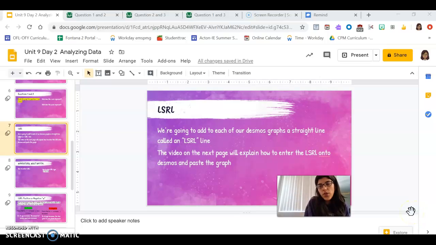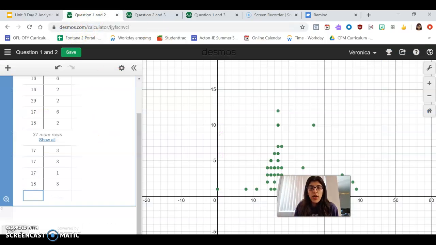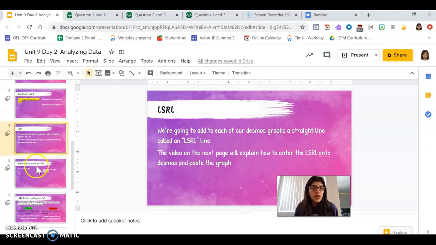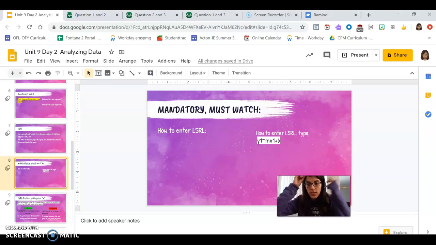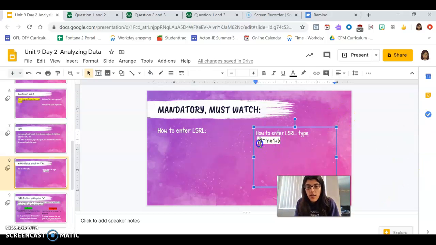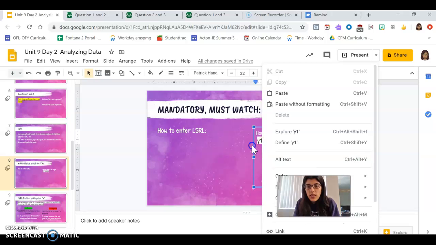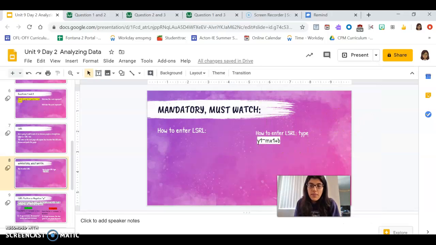Welcome back. So we're going to go over how to type in something called the LSRL into Desmos. Make sure you have your graphs open, and then I'm going to show you how to type that in. The LSRL is basically a straight line that's going to tell us the results of our data. I'll explain how we get those results in a second. How we enter the LSRL into Desmos is we type this on a line: y1, this little squiggly, mx1 plus b. Let me show you how we type it on Desmos.